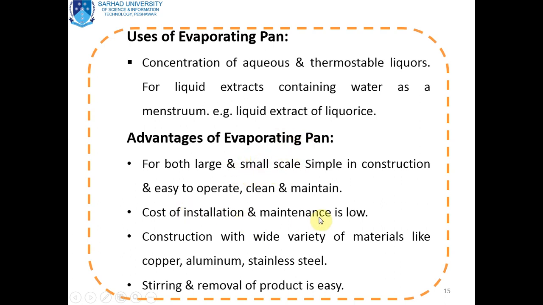Cost of installation and maintenance is low compared to other equipment. It can be constructed with a wide variety of materials that I have told you about, like copper, aluminum, and stainless steel, which are available and widely used for the construction of the evaporating pan. Stirring and removal of the product is easy in case of small as well as large volumes, as I have told you in the earlier slides.